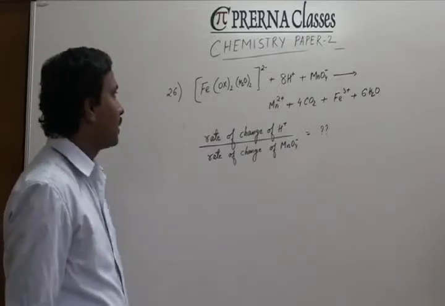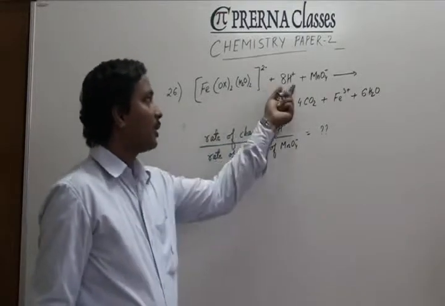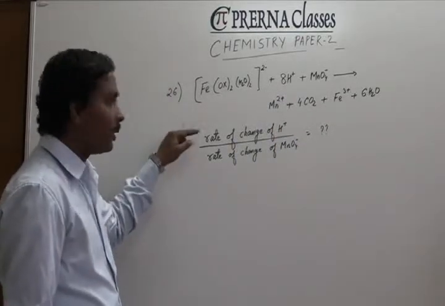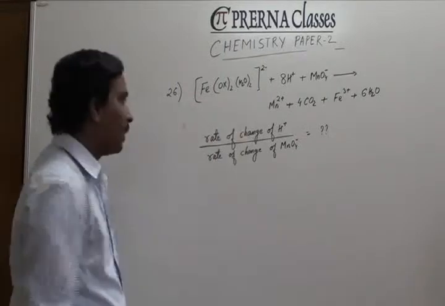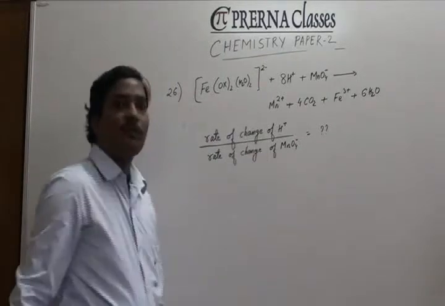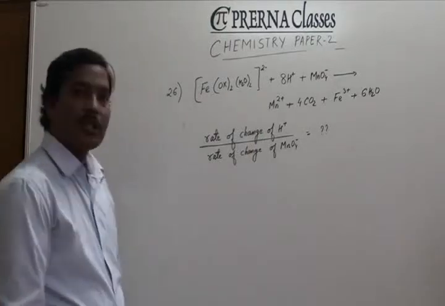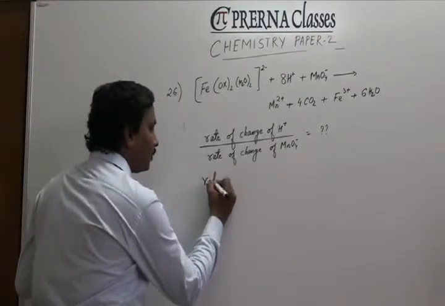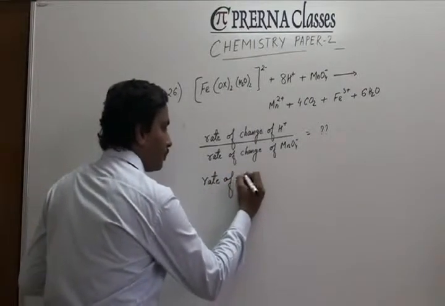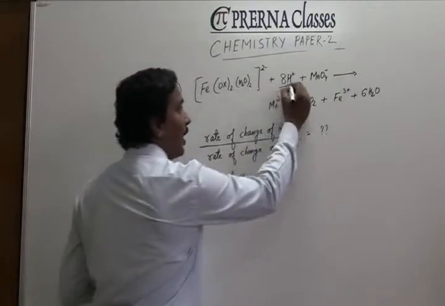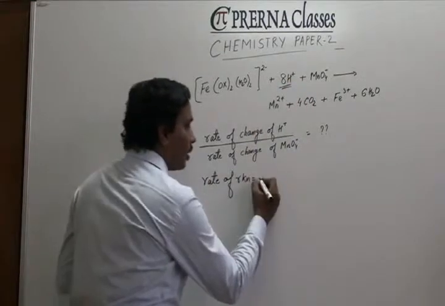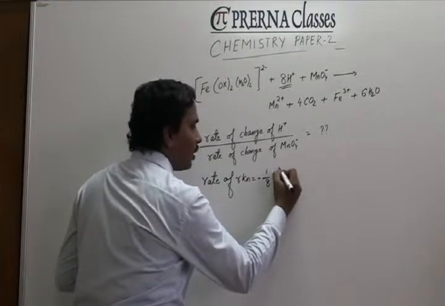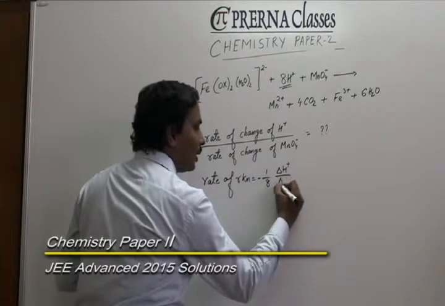The balanced reaction is given, 8H plus, 4CO2 and 6H2O. And he asked me to calculate the ratio of rate of change of H plus ion by rate of change of MnO4 minus. For this we have to first of all find the rate of the reaction. So rate of reaction is equal to, with respect to H plus, minus 1 by 8 delta H plus by delta T.